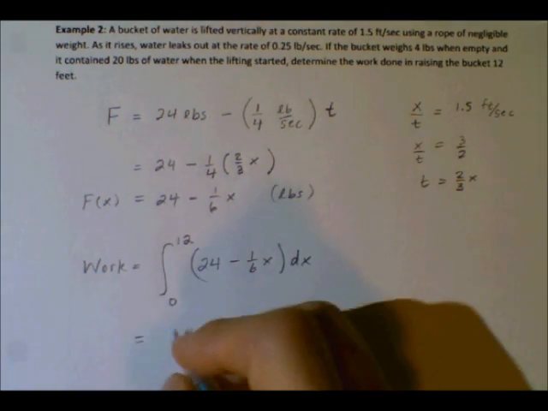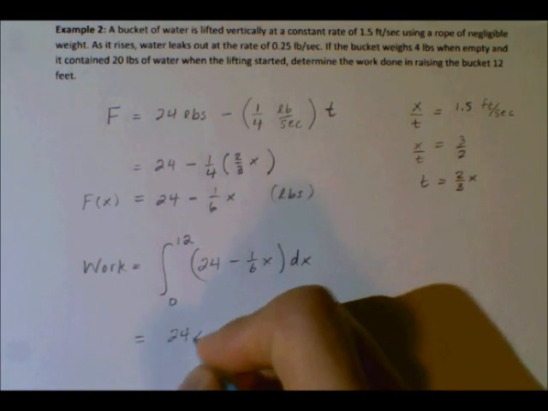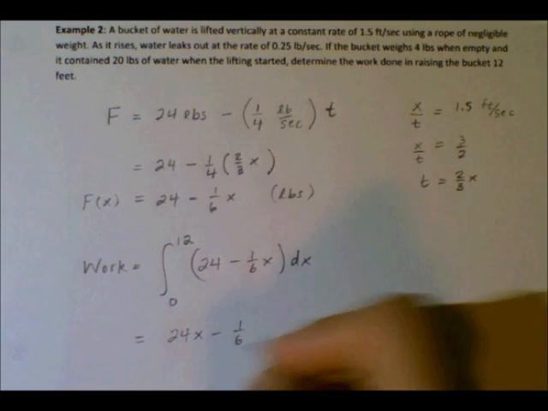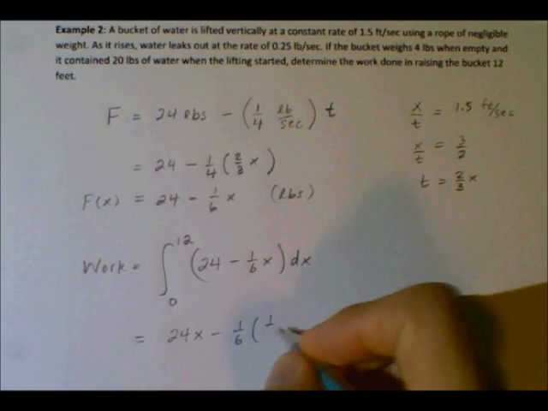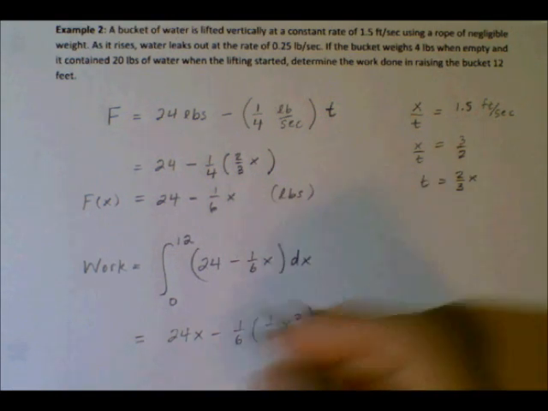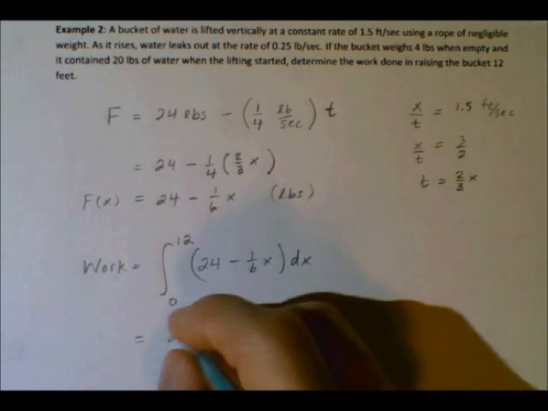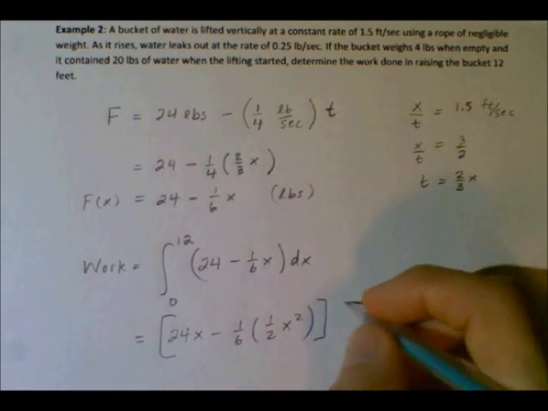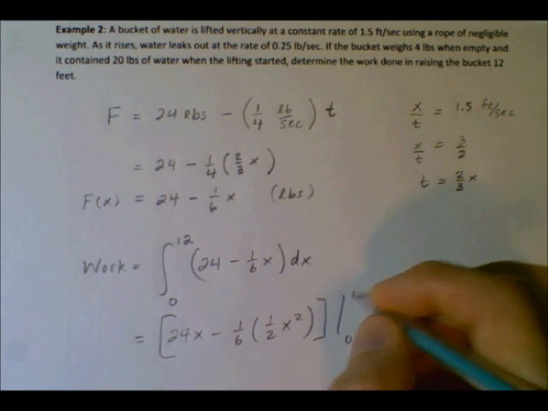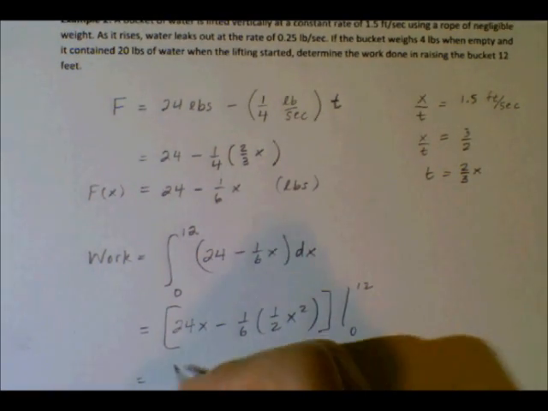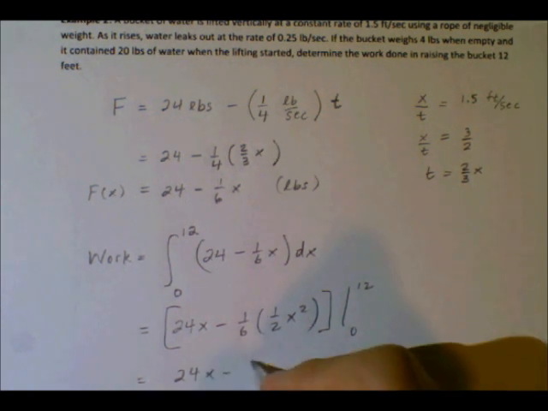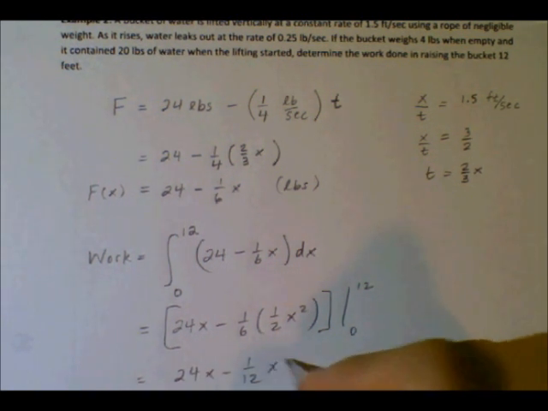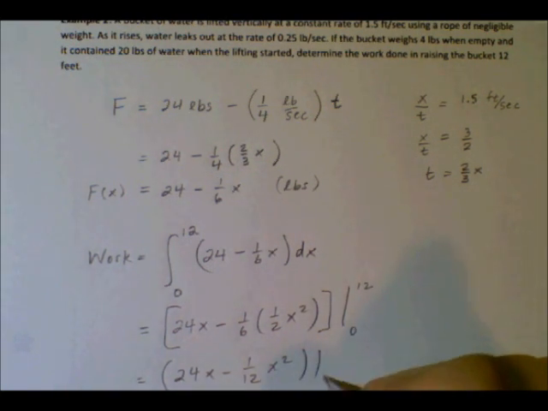Use the fundamental theorem of calculus. 24x minus 1/6 times, you integrate x or antidifferentiate x, you get 1/2 x squared. Let's put brackets around there, running from 0 to 12. Clean this up. This is 24x minus 1/12 x squared.